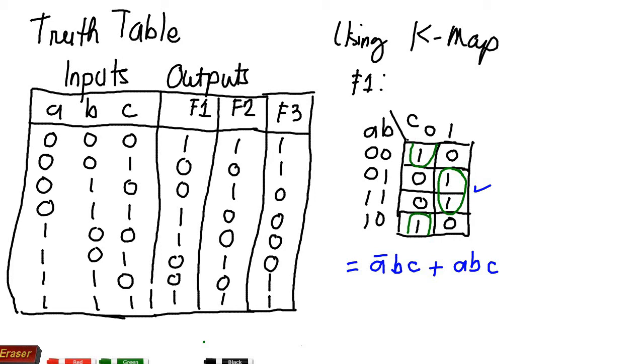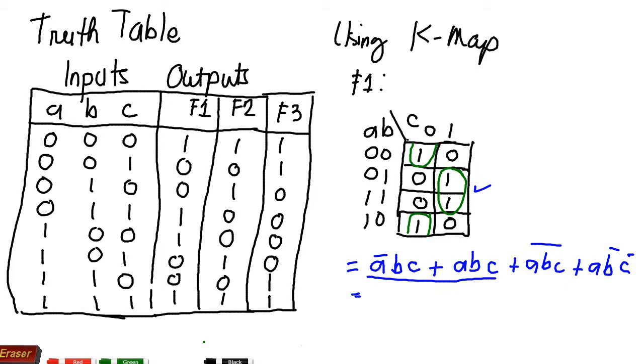The second group will be this one on top. You have A, B, C bar, plus A, B bar, C bar. And then we simplify.